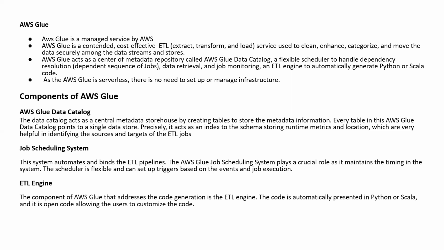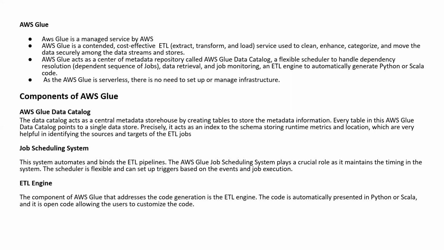The next part is the job scheduling system. This system automates and binds the ETL pipelines. The AWS Glue job scheduling system plays a very important role as it maintains the timing in the system, and the scheduler is flexible, so you can set up triggers based on events and job execution.